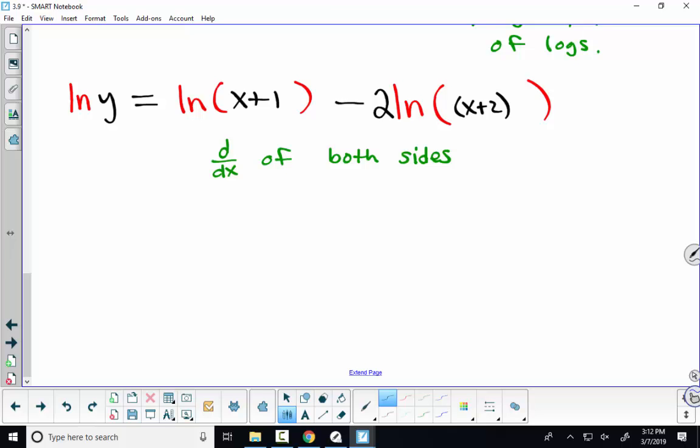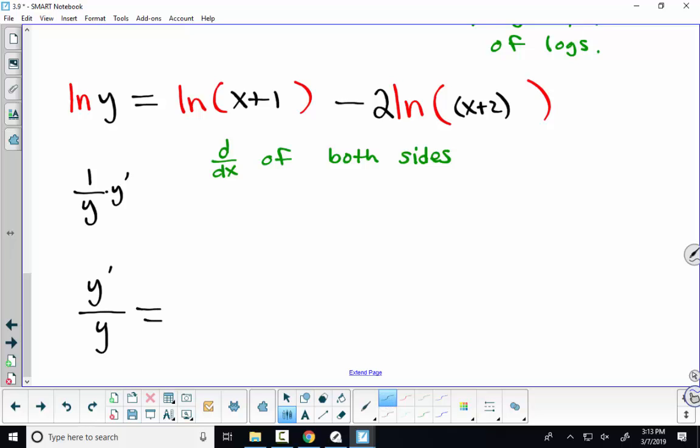With respect to x, the left-hand side, where we had the ln of y, now becomes an implicit differentiation piece. So what's the derivative of the natural log of y? 1 over y times the derivative of the argument. Yes, 1 over y times y prime. Or you can write that as y prime over y. It doesn't really matter.